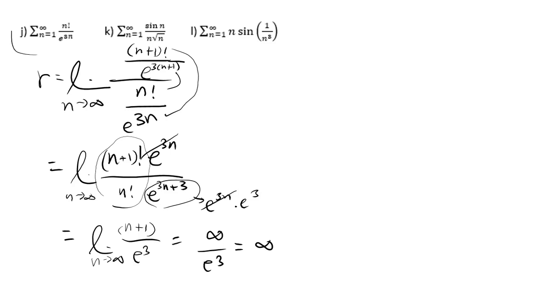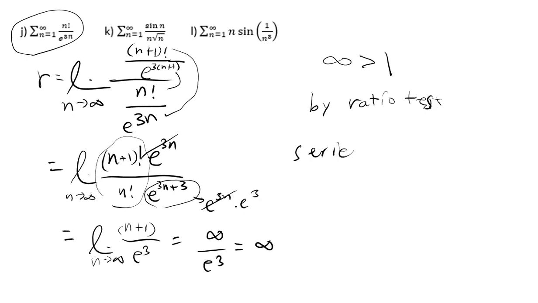Okay, so what do we know about this? Since infinity is bigger than 1, by ratio test, the series diverges.